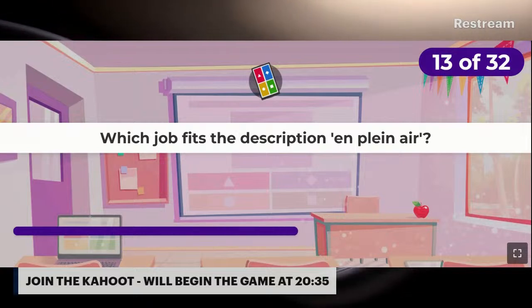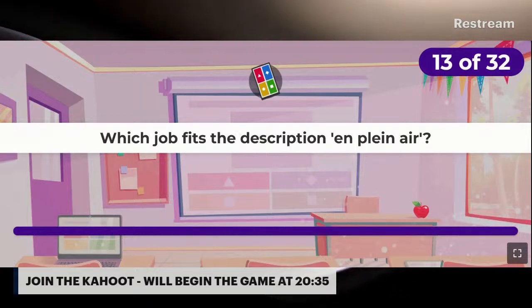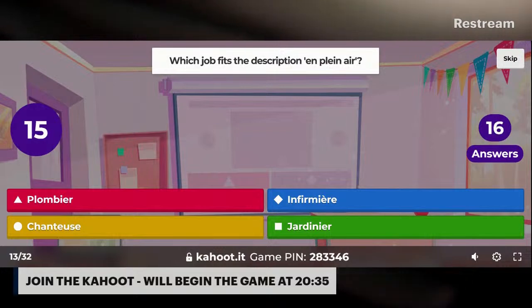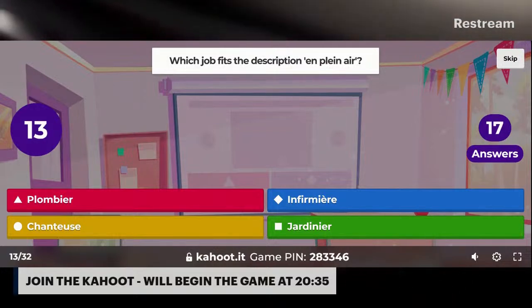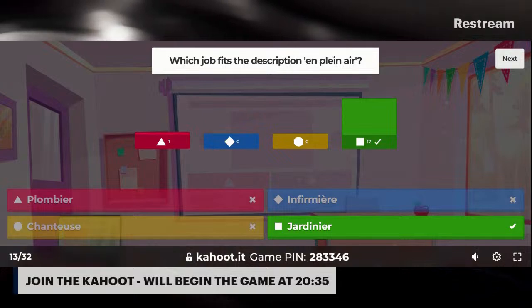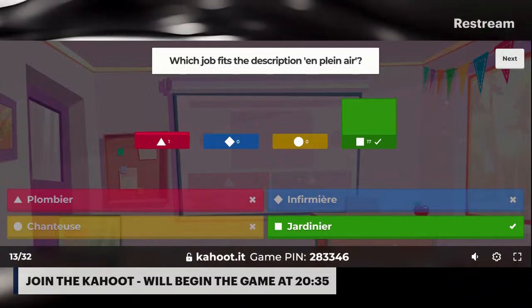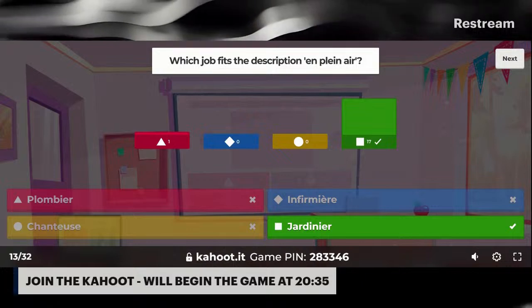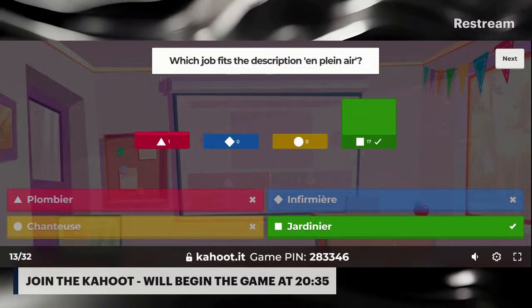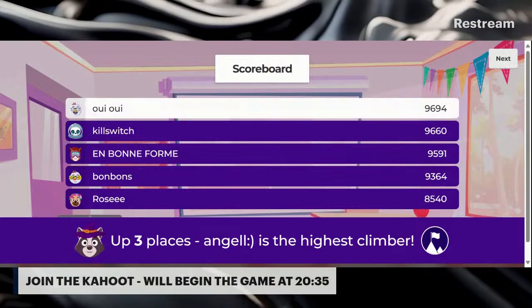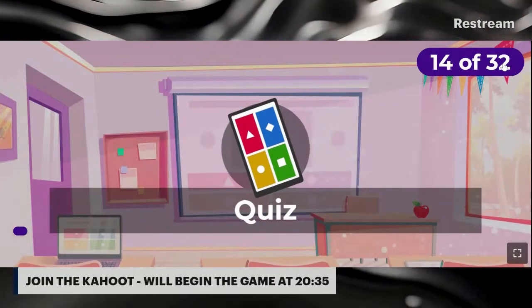Which job fits the description en plein air? Is it plombier, infirmier, chanteuse, or jardinier? You should be able to recognize this one. Yep, it is gardener. Plombier is plumber, infirmier is nurse, and chanteuse is singer. So well done to those in the chat. Well done, Important.